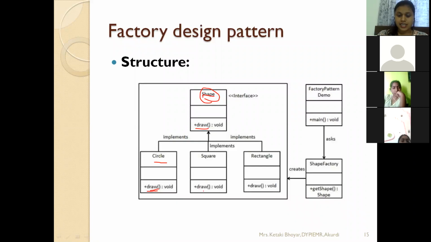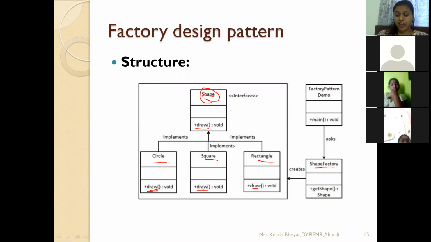The same method inside the class square, again its implementation will be written but for the class square. Again the same method in the class rectangle, whose implementation will be written for the class rectangle. Now this structure, till now this structure is clear to you. Next, we will define one more class with the name shape factory.